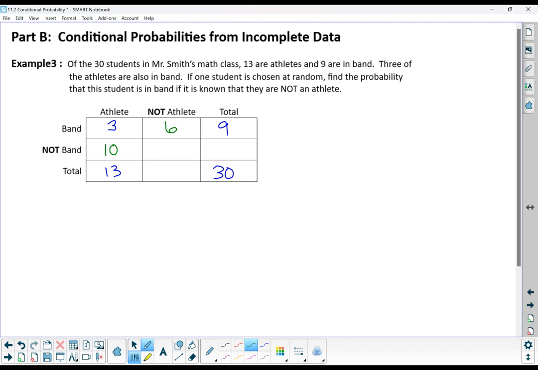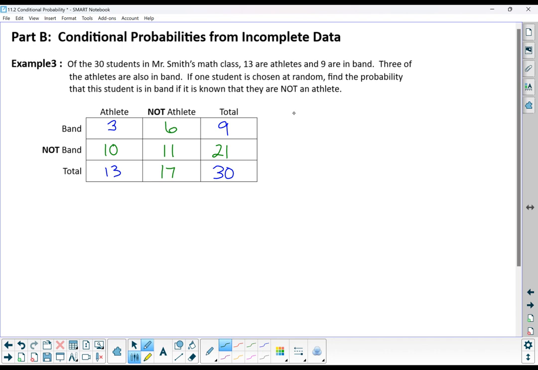And you can use a little bit of addition or subtraction to figure out all of the other numbers in this table. We have 30 total students, 9 of them are in band. That means 21 of them are not in band. We have 30 students in total, 13 of them are athletes. That means there are 17 that are not athletes. And then our last number here would be 11.